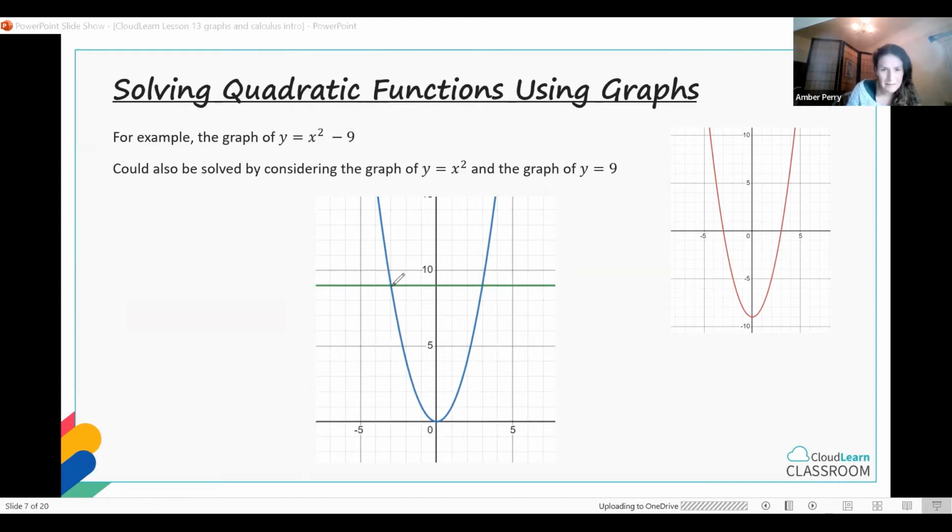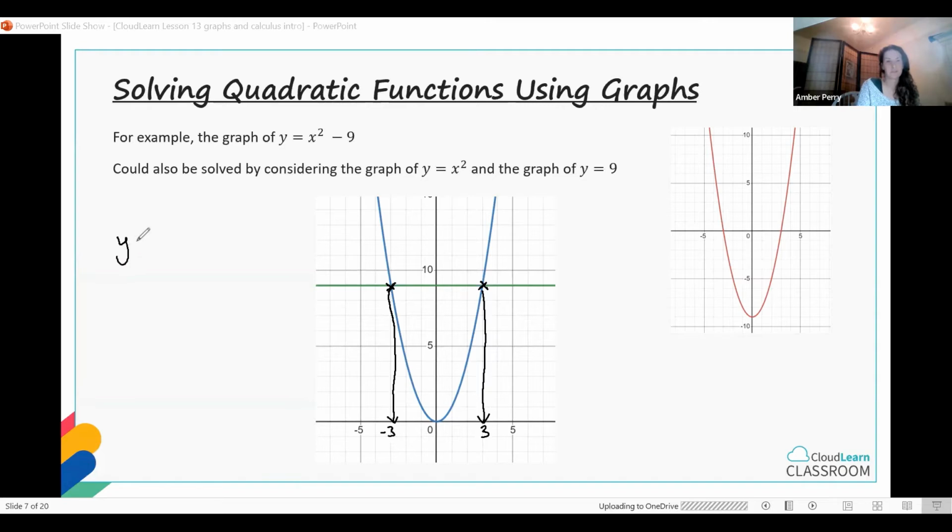So they meet there, okay? So you would then just follow that down. Probably using a ruler would be a good idea. And find the points on the x-axis. So you can see there it's minus 3 and positive 3 there, okay? So you can see that's solving that graphically.